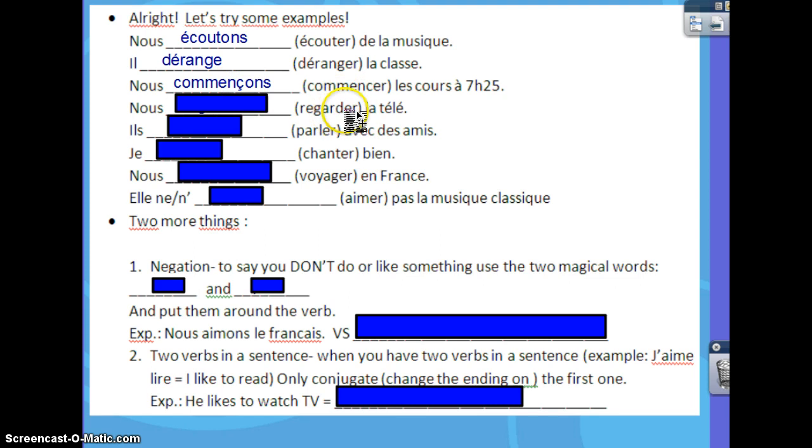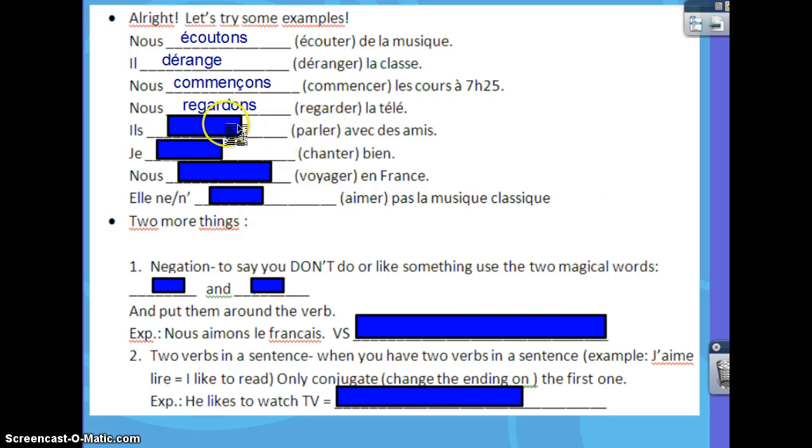All right, well, here's regarder. You'll notice it's not a CER, it's not a GER, so even though it's in the nous form, it's not going to throw me off at all. I'm going to drop the ER, I'm going to add my O and S, and I'm not going to worry because it's not a CER and it's not a GER. Nous regardons la télé, we watch TV.